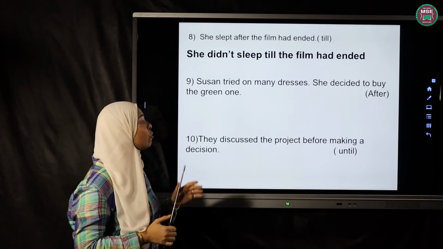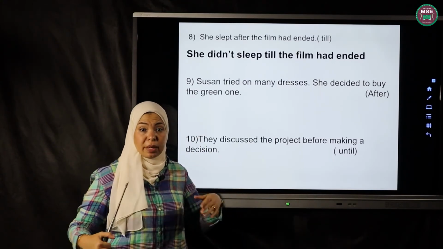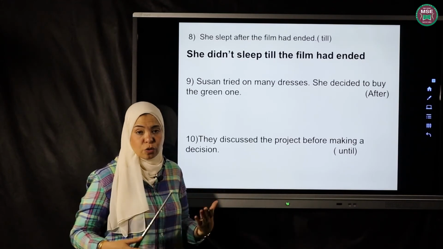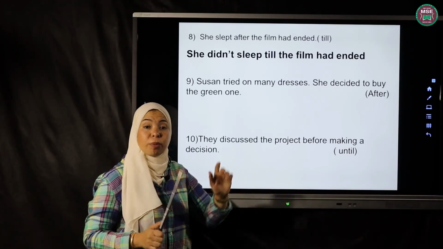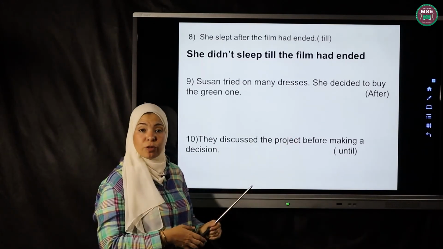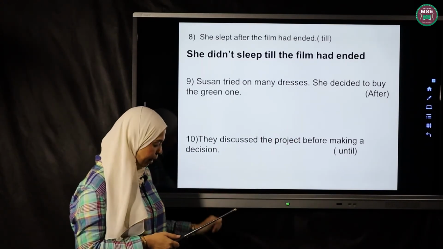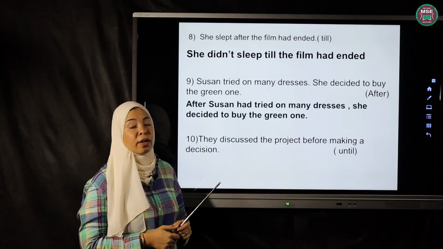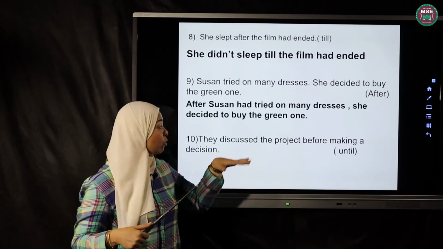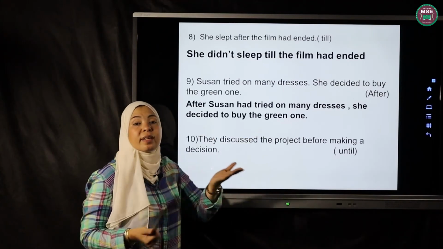Number 9, Susan tried on many dresses. She tried on many dresses means she put on many dresses, just to check. She decided to buy the green one. Finally, she decided to buy the green one. And then I ask you to use after. It's capitalized, so put it in the beginning of the answer. After what happened? After Susan had tried on many dresses, after she had tried on many dresses, she decided finally to buy the green one.